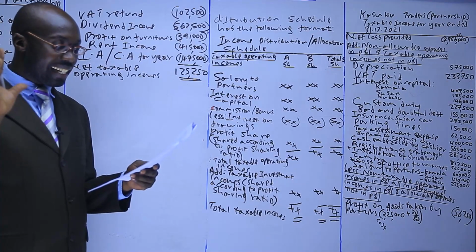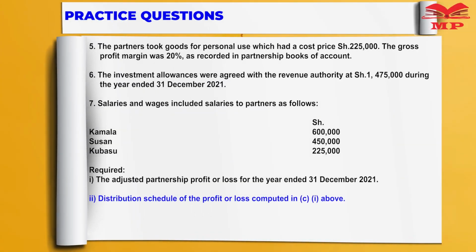We have answered Required 1. We were supposed to get the adjusted partnership profit or loss for the year. Here it is. Required 2, distribution schedule for the profit or loss. So the distribution schedule is the way we had said. So we'll now distribute whatever we have determined. So I'll delete just part of this.